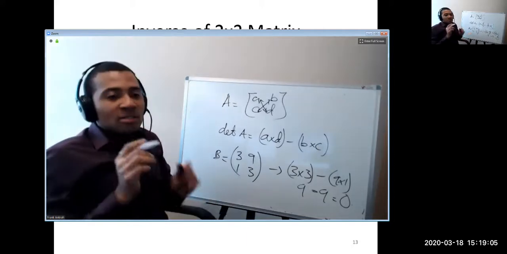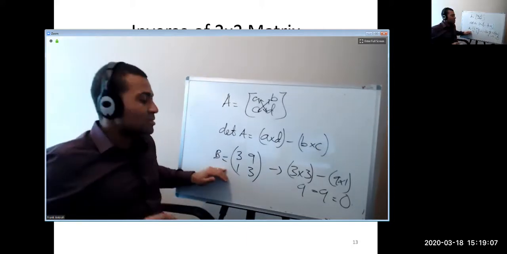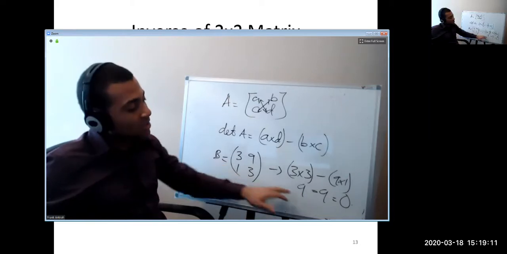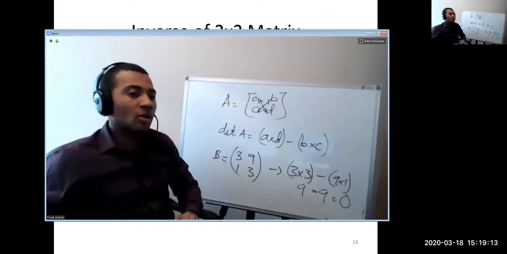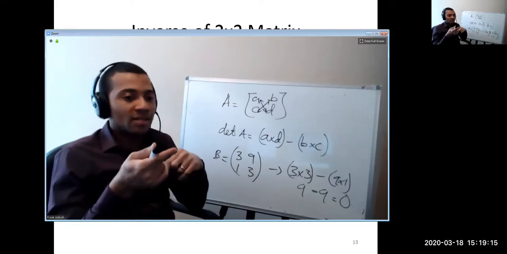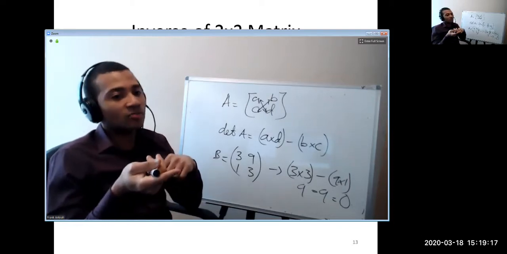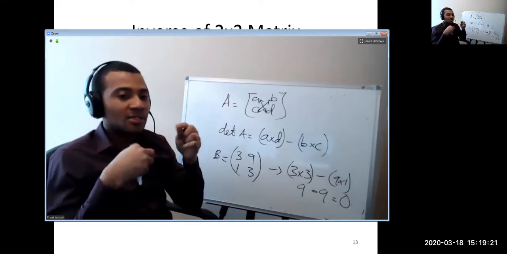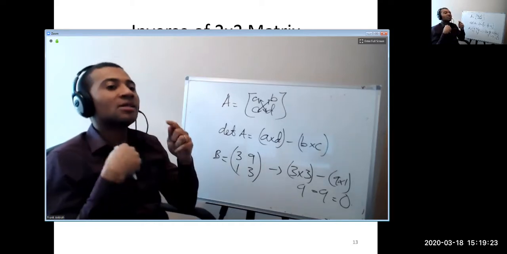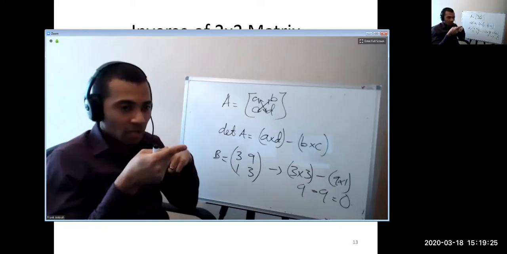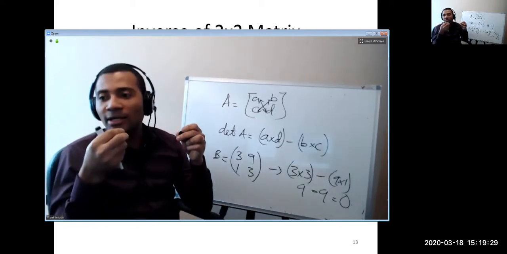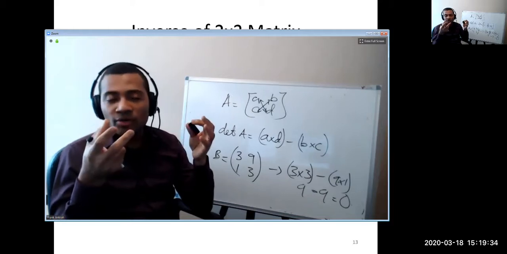All this means is that because the determinant of matrix B is 0, matrix B cannot be inverted, or you cannot find the inverse of matrix B. Okay, so any matrix with a determinant equal to 0 is a non-invertible matrix, which means that it's also called a singular matrix.